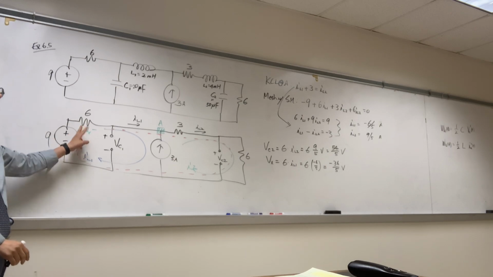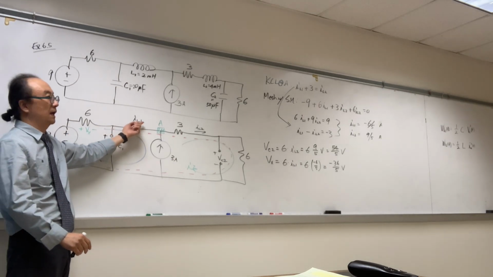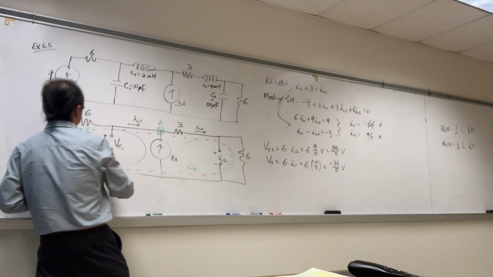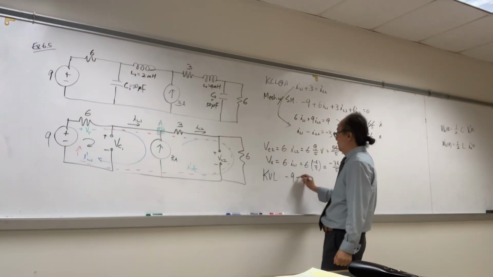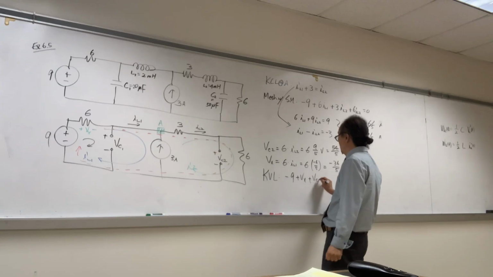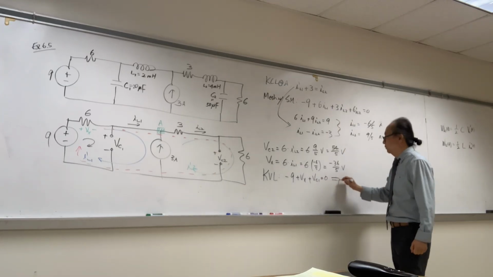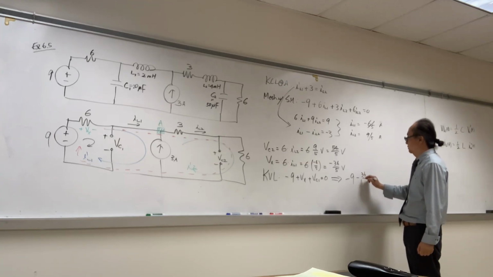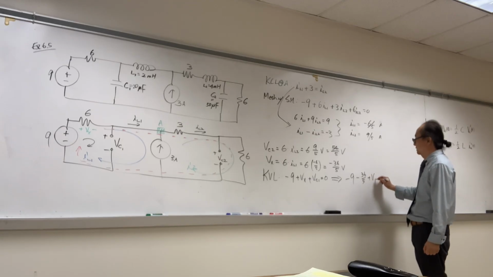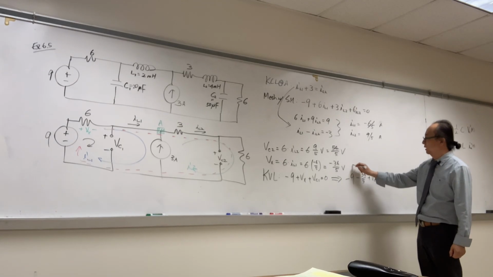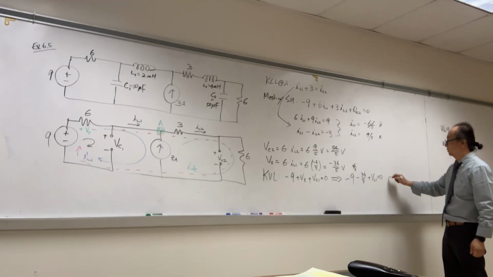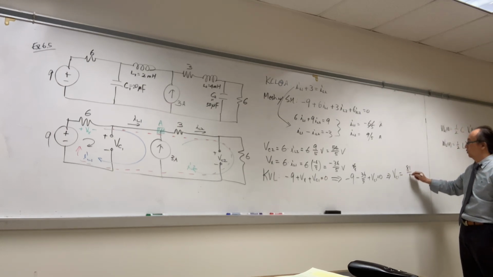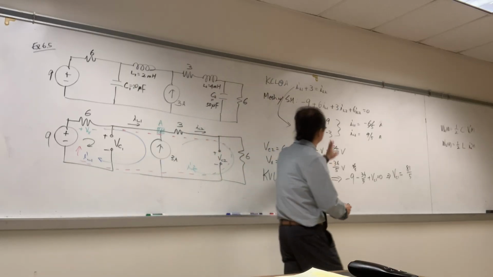So the actual polarity is the opposite, because the current IL1 is going in the opposite direction, negative. And then we do KVL around here. Then -9 plus Vx plus VC1 equals 0. From here, -9 minus 36 over 5 plus VC1 equals 0. Negative 45 over 5. So from here, VC1 equals what? 81 over 5. So now we have VC2, VC1, IL1, IL2.